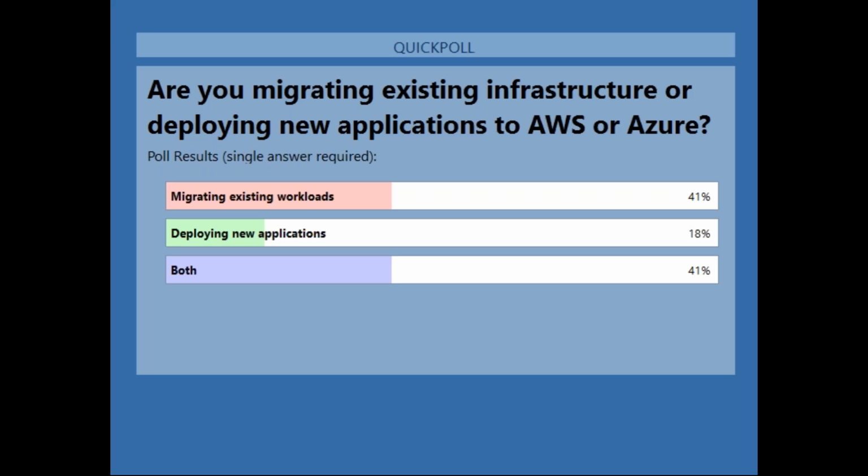And these are the results. So it looks as if an equal number of you want to migrate existing workloads, and both new and existing. And 18% of you only want to deploy new applications.